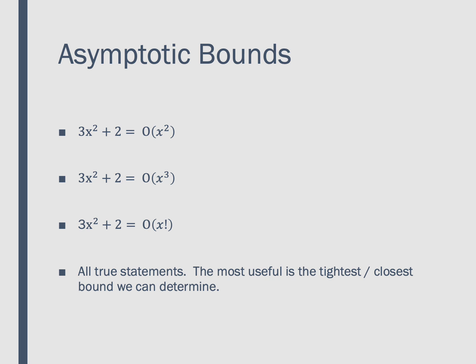So the key point here is that while all these statements are mathematically correct, the most useful bound is the tightest or closest one we can determine. For 3x squared plus 2, the tightest bound is big O of x squared, the first one, as it gives the most accurate representation of how this function grows. This idea of finding the tightest bound is crucial in algorithm analysis because it helps us understand an algorithm's efficiency more precisely.